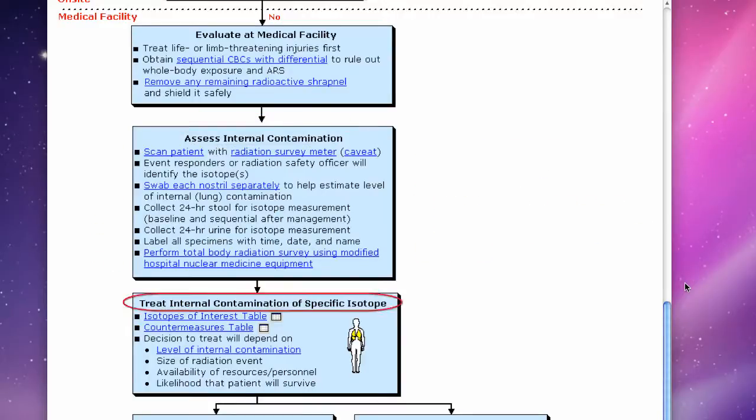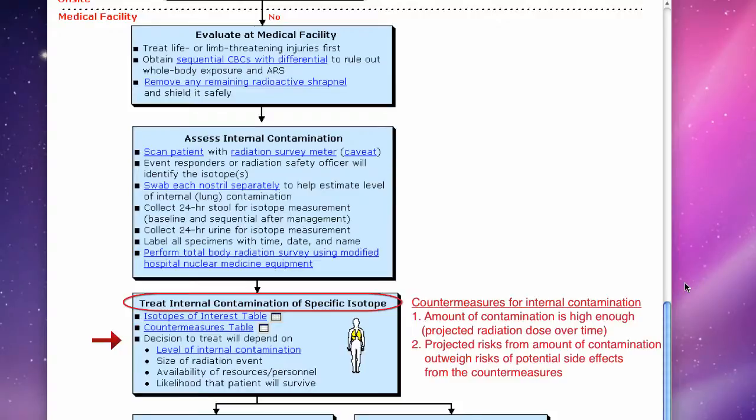Countermeasures specific for each radioisotope would be considered if the amount of internal contamination is high enough, and recommended if the projected risks from the amount of internal contamination outweigh the risks of potential side effects from the countermeasures, some of which are quite toxic. This is a difficult decision, usually requiring significant clinical expertise and experience.